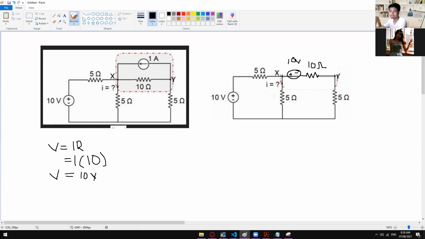And then one thing that you should also take note of is the flow of the current. Wherever the arrow is pointing, that is the positive polarity. And then the tail of that one is of course negative. So that is why we have positive right here and then negative right here.